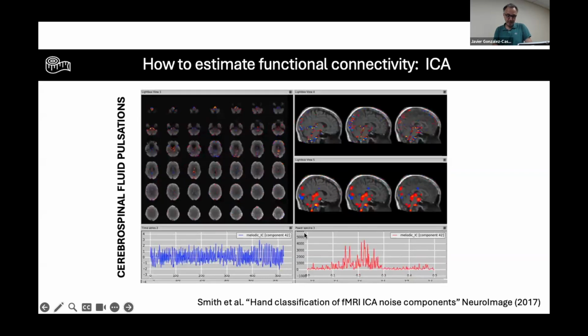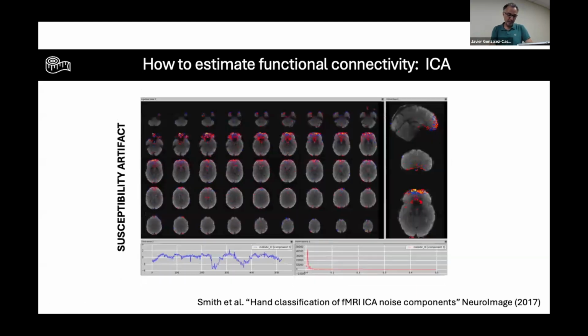Here is another example. We have a component that clearly is not sitting on gray matter, but mostly around the ventricles, and it has this kind of profile that is almost like a sinusoid, very repetitive. We look at the spectrum. This is something that's usually associated with cardiac and respiratory function, some form of physiological noise.